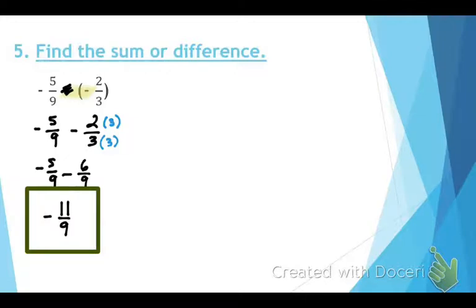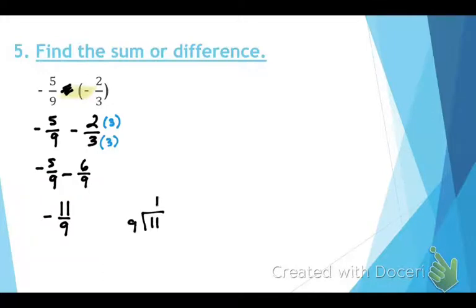It's improper. From now until the end of your math life, you are not allowed to have improper answers. So you've got to fix that and make it a mixed number instead. If you don't know how to do it in your head, it simply means to take 11 divided by 9. Remember, you're looking for a mixed number. So what's the answer?